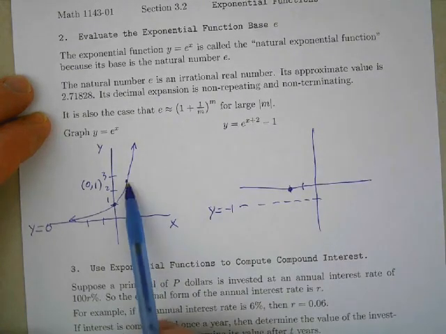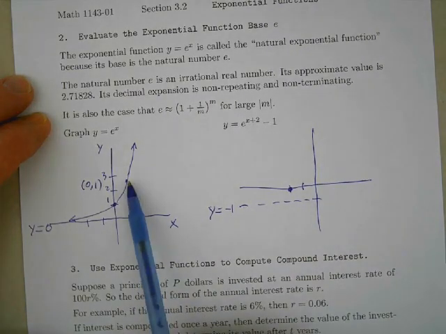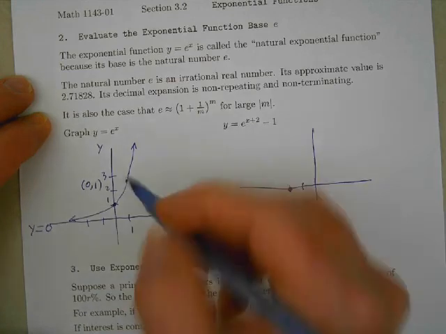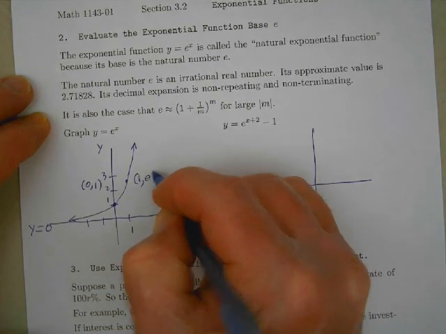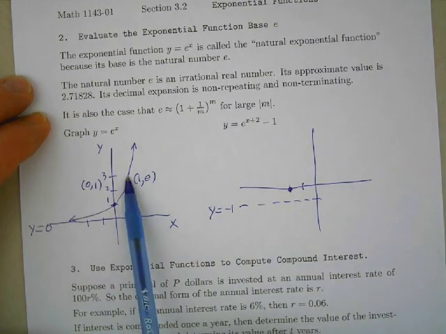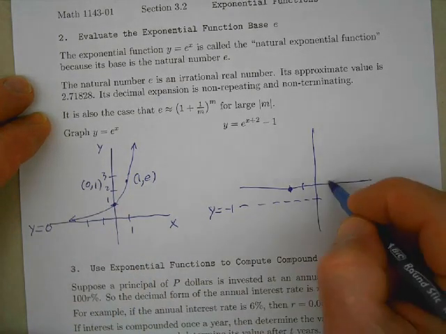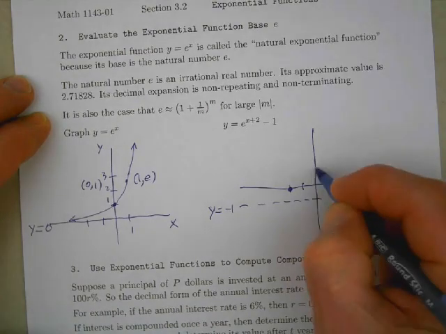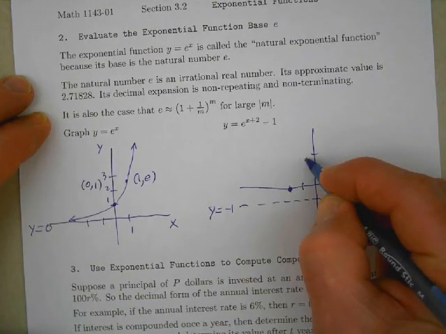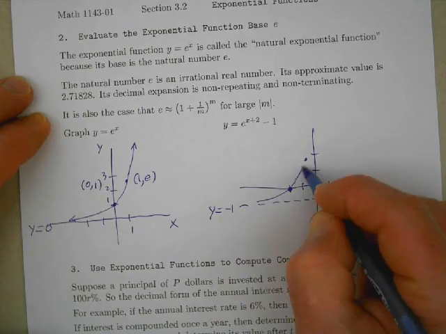And this point, which is 1, e, that's another way to think of that, 1, e. So we shift that 2 units to the left, we're at -1, and then e minus 1 is about 1.7. So it's about right here. So roughly, this is what the graph looks like.